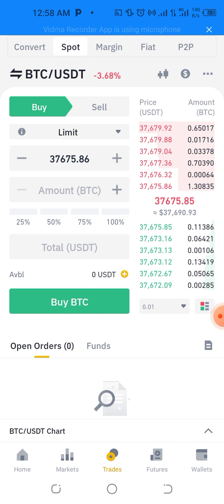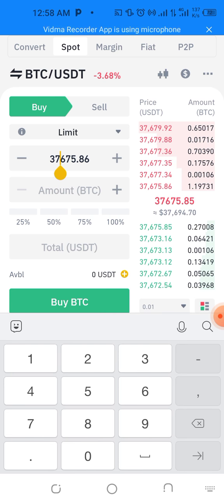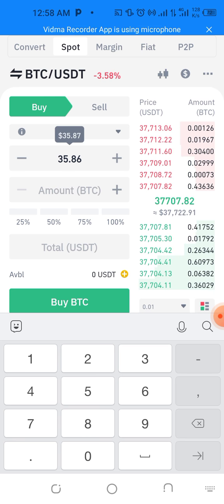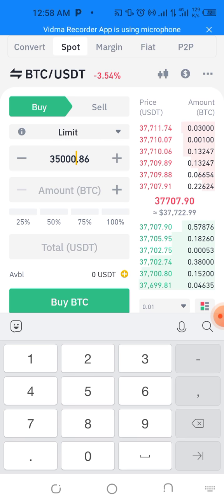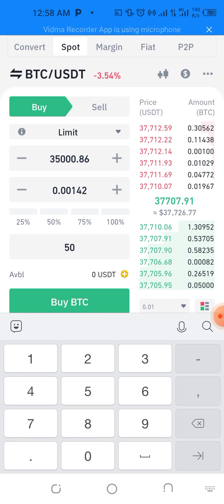All right, so you can even say, no, I don't want to buy for $37,000. I want to buy for $35,000. So you change it to $35,000 at this limit price. So when BTC drops to $35,000, the amount of BTC you want to buy with your USDT, let's say you want to buy $50 worth of BTC, at $35,000. If BTC eventually drops to $35,000, this order will automatically execute itself, and that buying order will complete.